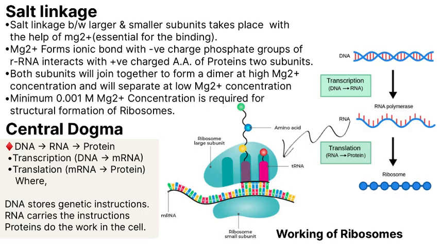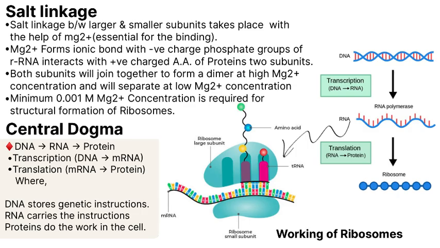As I said in the previous slides, this is your larger subunit and this is the smaller subunit of your ribosomes, and these two subunits will be assembled only when the salt linkage takes place with the help of Mg+2. This question has been asked multiple times in exams: which element plays the key role in protein synthesis? The answer is Mg+2, magnesium ions. These magnesium ions are very essential for the binding of the ribosomal subunits in the salt linkage.